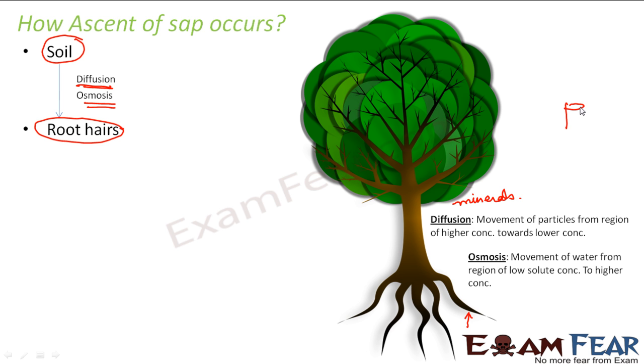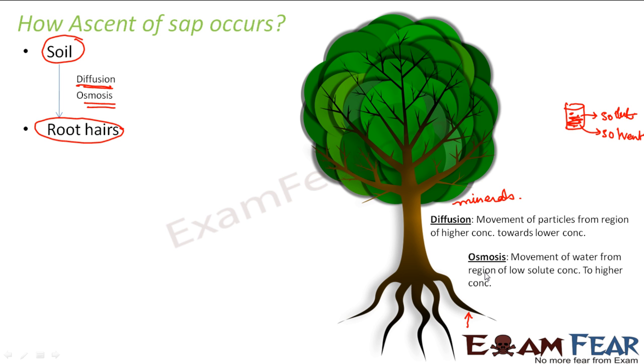Let us suppose we have a solution, that is a liquid in which we have some solid particles. The solid particle is called the solute and the liquid is known as the solvent. Water will move from the region of low solute concentration, that means solute is less and solvent is more, to a region where the content of water is less. So basically, osmosis is the term used for the movement of water.